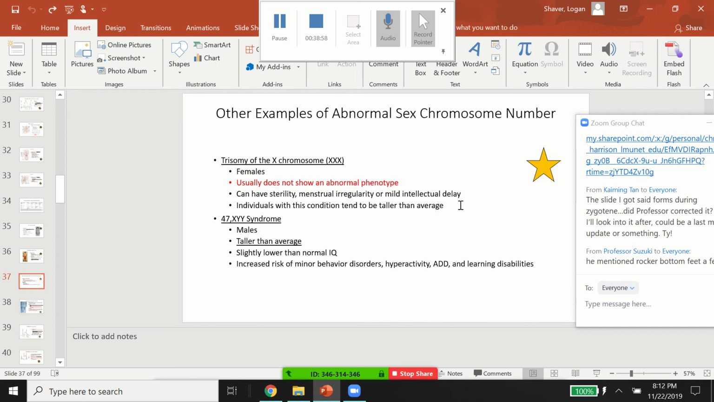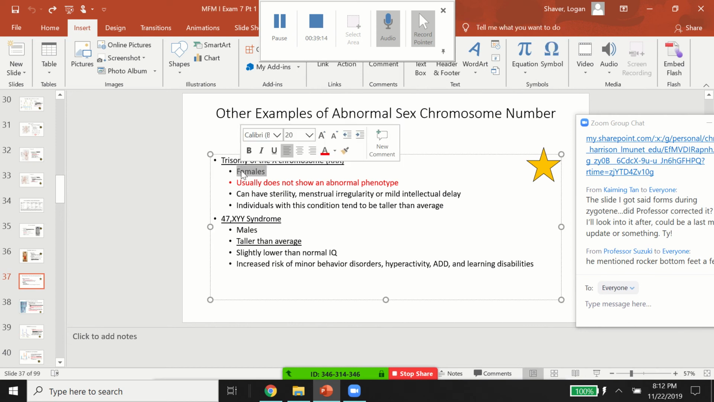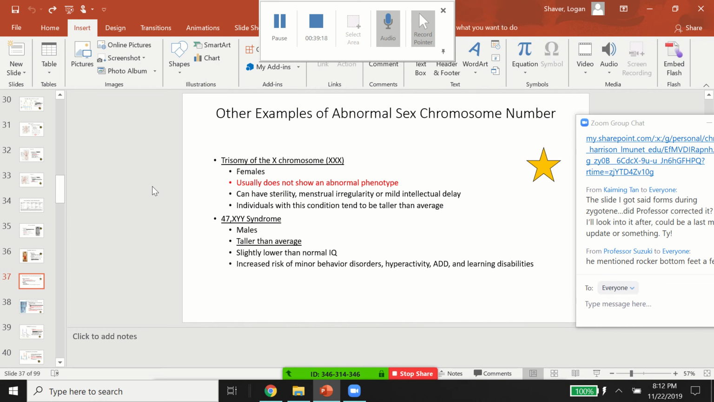But the way I would remember this is maybe the intellectual delay and the taller than average. I guess you can put those two together because Marfans and Klinefelters don't really have mental differences, so maybe that could help you. And also, they're female, so it couldn't be Klinefelter either.